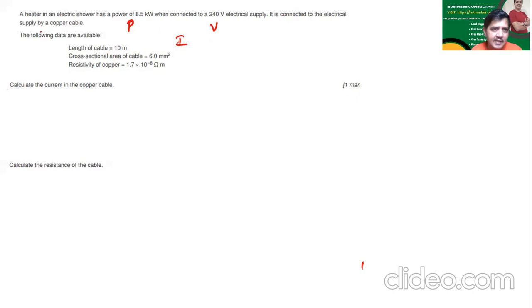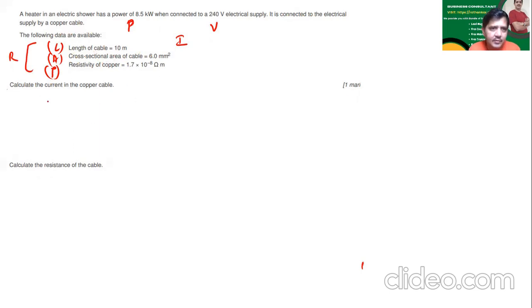It is connected to an electrical supply by a copper cable. Okay. Following data is available. What are all the data available here? Length is given. Area is given. Resistivity is given. Now you see, when I say rho, L and A, what do you find out from here? You can find out the resistance. Right. Calculate the current in the copper cable.